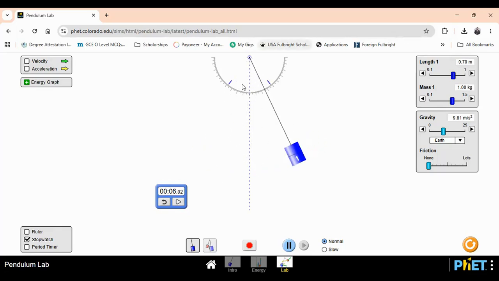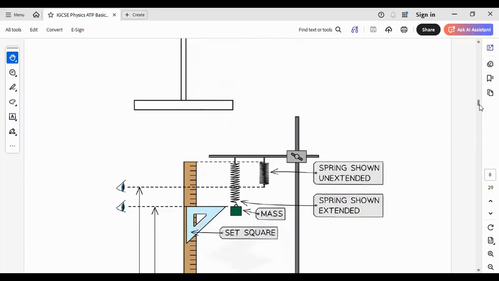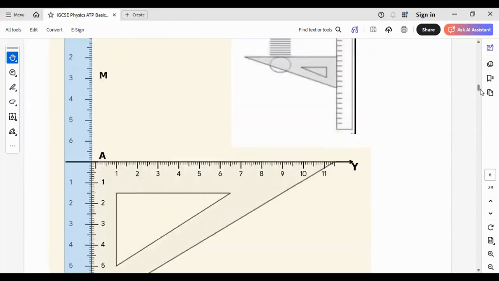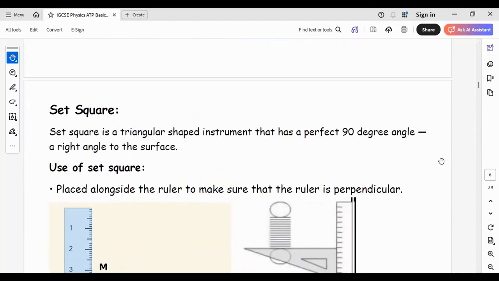So let's move back to the set scale. Okay, we left the set scale before. So what is a set scale? The set scale is basically a triangular instrument from your geometry box, and it has a perfect 90-degree angle. We can use it to ensure that any object, for example, our scale, is perpendicular to the surface, right? In your ATP practical exam, you will most likely be given one or asked about how and why it is used in the pendulum experiment.